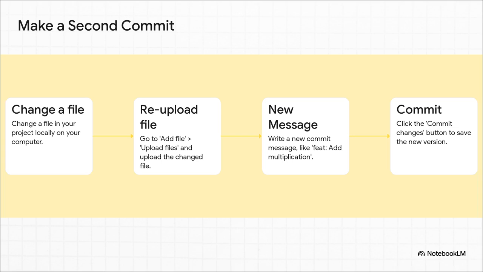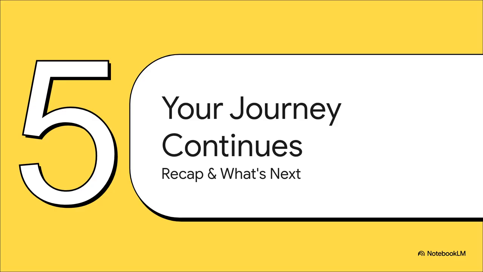But this time, write a new, more descriptive commit message, something like, "feat: add multiplication feature." Then click Commit Changes. Now, check this out. If you go back to that Commits tab, you'll see both of your commits listed. You've just created a history of your project. How cool is that? And just like that, you understand the core of version control. You've created a project with a real history.